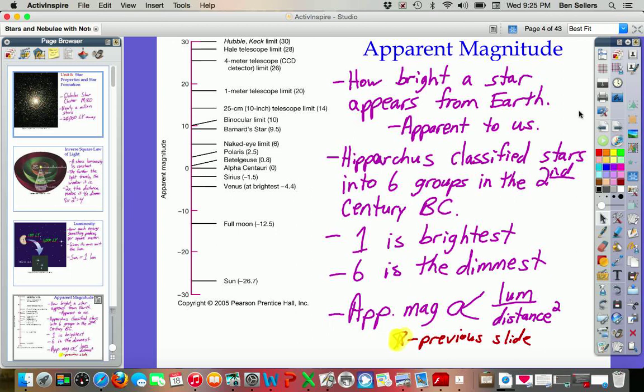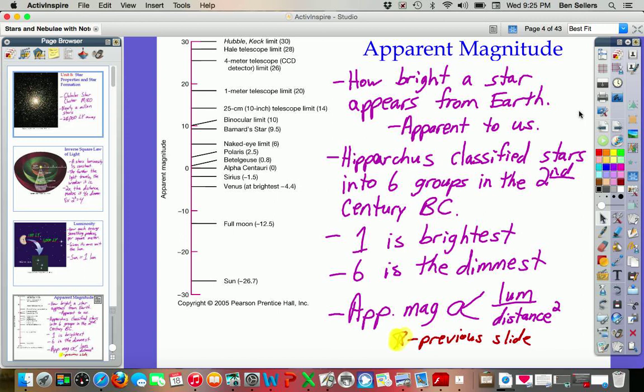You have 2 different types of magnitude: apparent and absolute magnitude. Apparent magnitude is how bright a star or a stellar object appears from Earth. Hipparchus was the first one to do this in the 2nd century. He made a star catalog of over 500 stars, and he numbered them as to what he thought was the brightest and dimmest. So he went on a scale of 1 to 6.